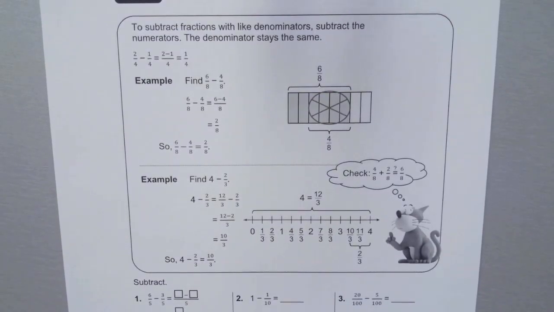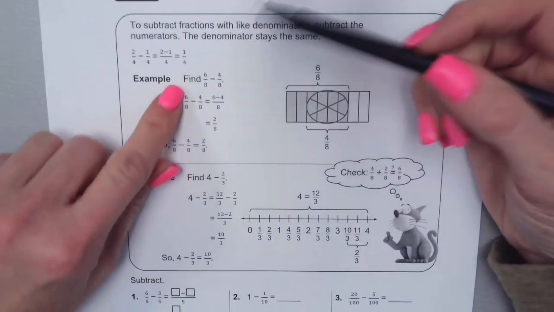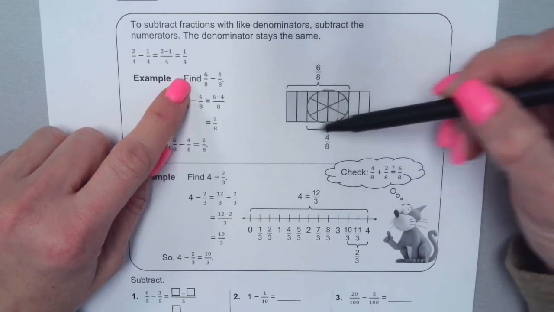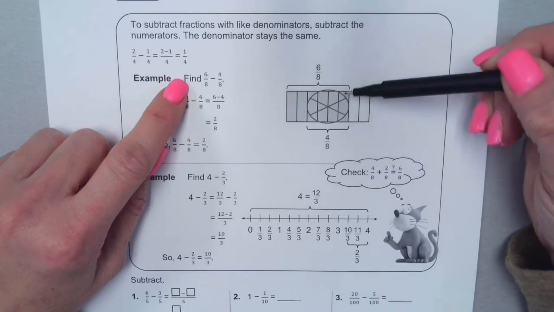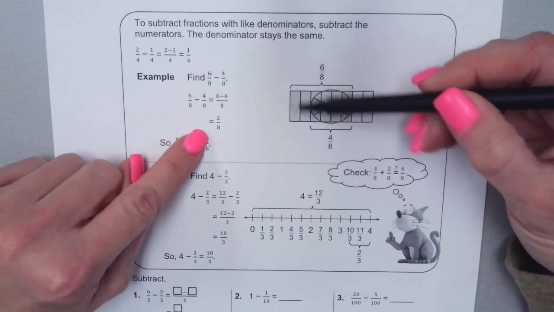So yesterday we started off talking about subtracting fractions with like denominators, and we used models and number lines. We can also subtract fractions with like denominators by just subtracting the numerators while the denominator stays the same. So for an example, 6/8 minus 4/8. Like we saw yesterday, we model the first number, 6/8, and then we cross off 4 of them. And we're left with 2/8.